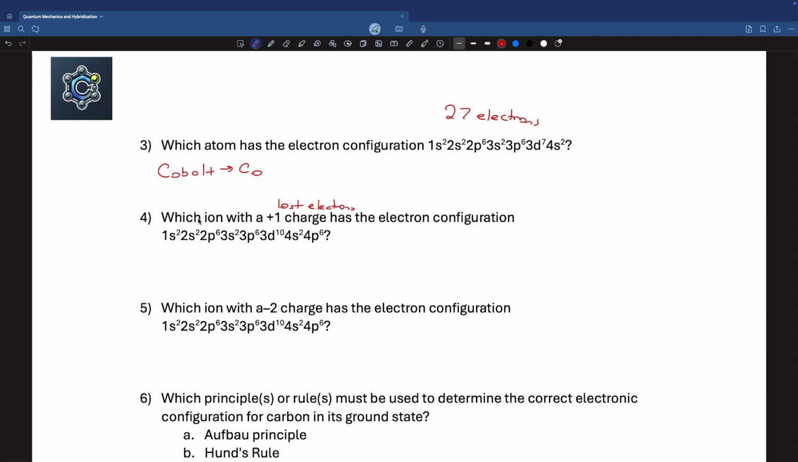And so if you add up 2 plus 2 plus 6 plus 2 plus 6 plus 10 plus 2 plus 6, you would end up with 36 electrons. But since we lost an electron, this is a positive 1 charge, we can add 1 to it, which gives us 37 electrons. And so the original element was actually rubidium, or Rb. And so I'll write rubidium positive 1, or Rb positive 1.